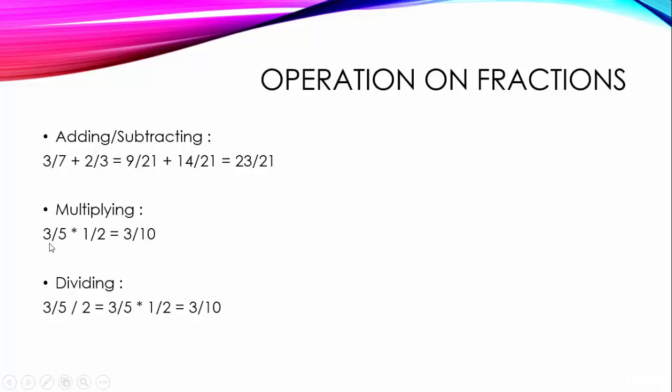Similarly, in multiplying, 3 by 5 into 1 by 2 is equal to, multiply the numerators and the denominators, 3 by 10. For dividing, 3 by 5 divided by 2 is equal to 3 by 5 into 1 by 2, which is equal to 3 by 10.